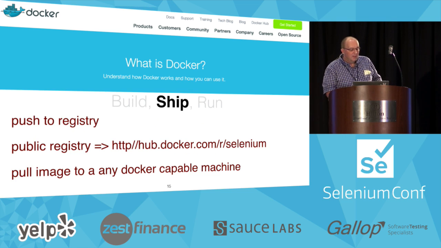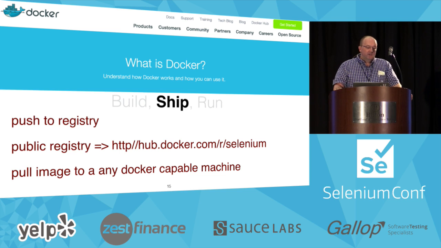The ship part is, how are these images shipped? There's an idea of a registry that Docker has, and I showed you earlier where we keep our Selenium images, which is in a Docker Hub registry. This is a public registry that you can actually set up your own account on. If you want to build an image, you can push it there and share it with somebody else, with your team. That's also available. It's open source and it's free. And this is how we can do this.